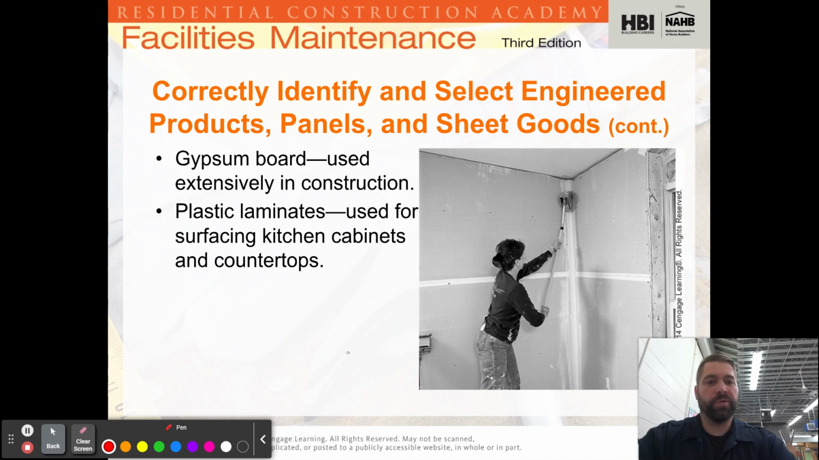Gypsum board, this you will be doing here. Gypsum board is also known as drywall, and that's what we have this individual finishing here. And there are also plastic laminates. Sometimes you'll see these on kitchen countertops. They're in a variety of designs. They're easy to use, easy to clean, and they're a cheaper alternative to granite or engineered stone or stone countertops.